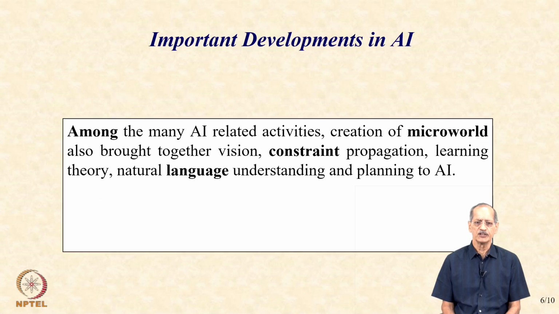However, people still continue to develop the discipline of AI on a parallel track, while the computers themselves were evolving and developing at a reasonably quick rate. They brought in the idea of micro world along with vision, constraint propagation, learning theory, natural language processing and its understanding, and planning to AI. So, all these things were included as important elements of the AI discipline as a whole.